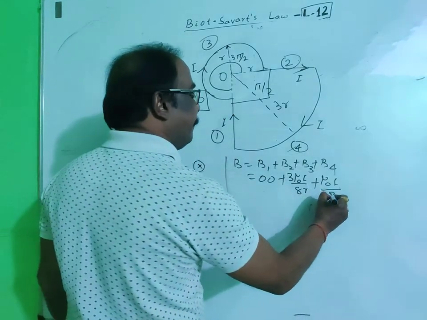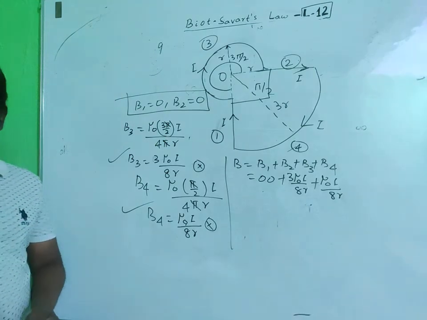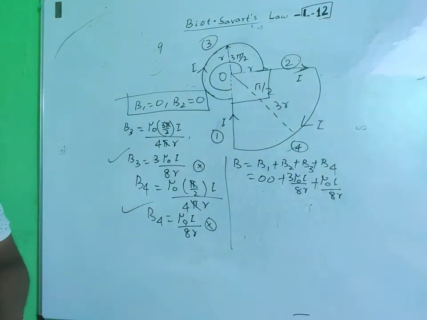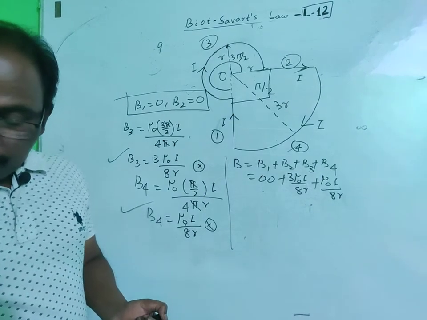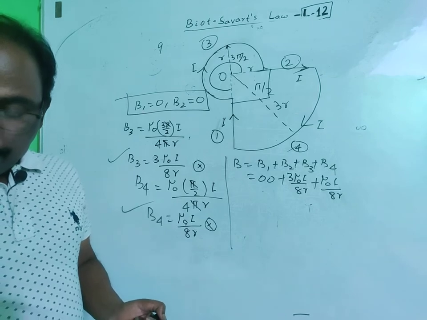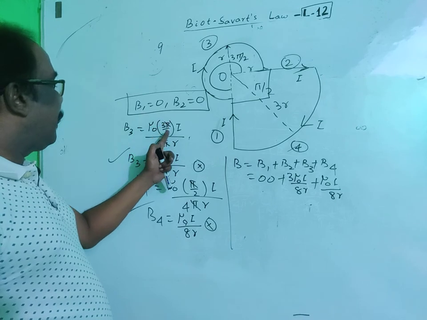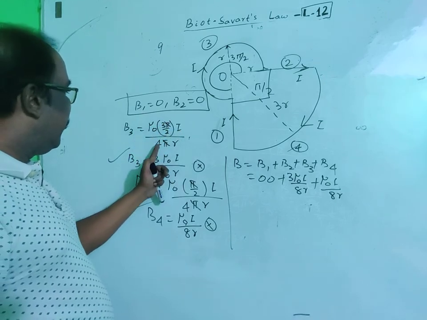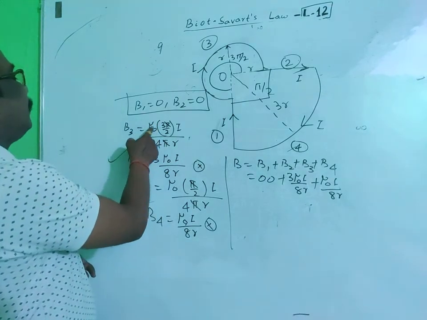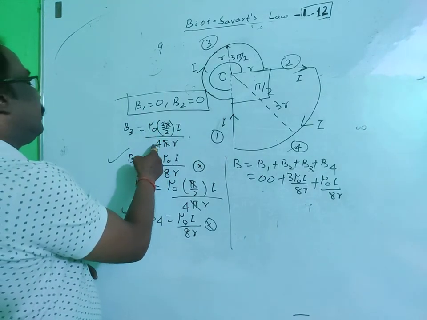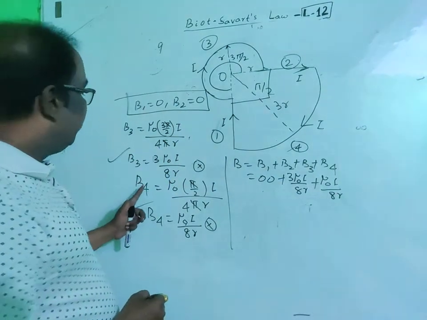Okay. Just check it once. I think the answer given is 5 by 12 mu naught I by R. Check it once. B3 is mu naught times theta, 3 pi by 2, into I divided by 4 pi R, which is 3 mu naught I divided by 8R. Okay. Then B4.